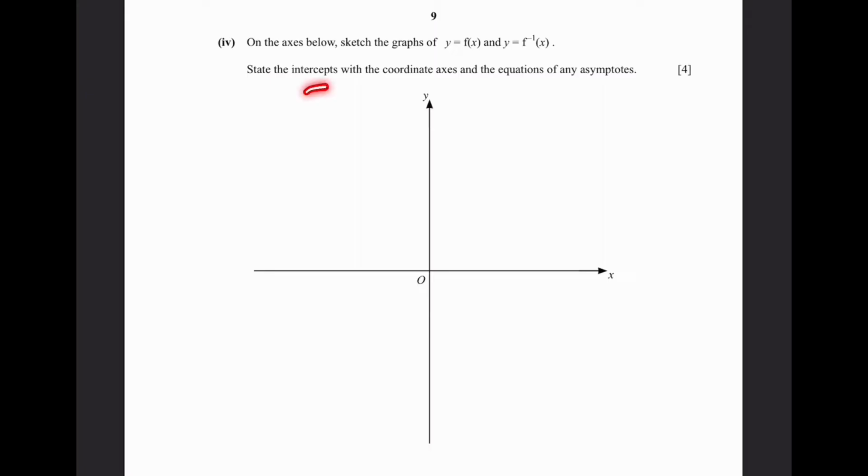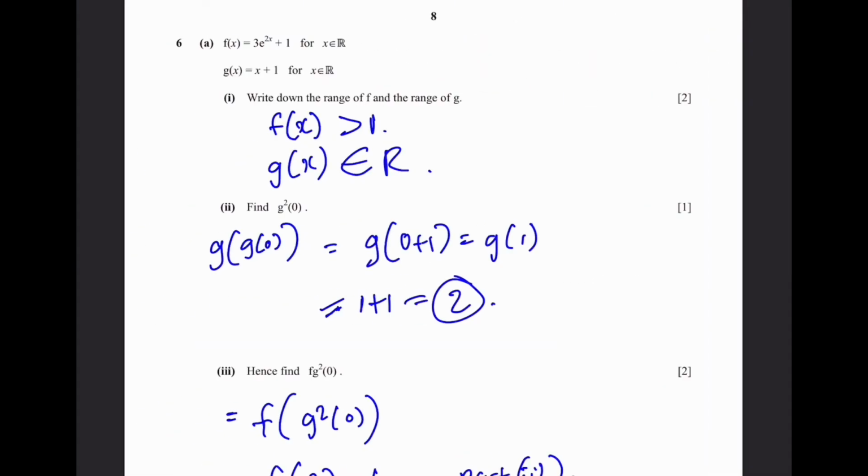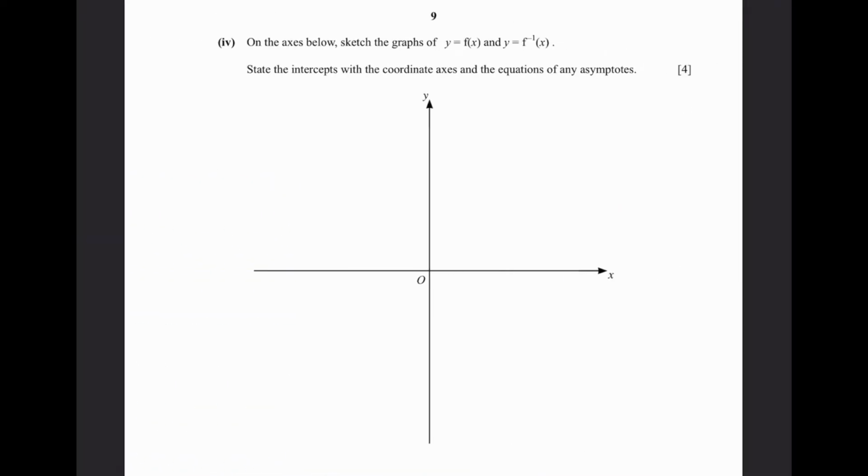Firstly, we need the intercepts with the coordinate axes. First, let's find the y-intercept. That means x equals 0, so y is equal to f of 0. And this f function is just 3e to the power of 2x plus 1. Substituting x equals 0, we get 3e to the power of 0 plus 1, which is just 3 plus 1, 4. So when x is 0, y is 4. So it'll be over here, (0, 4).